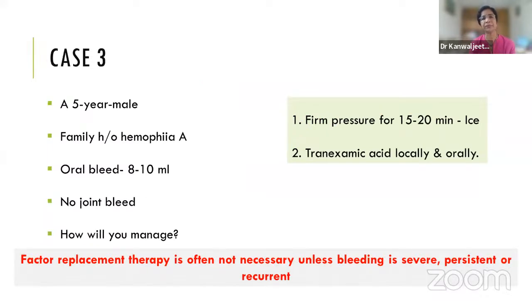Next is the case of hemophilia A with oral bleed. He has a history of hemophilia A and comes with a history of oral bleed. There is no joint bleed. So do we really need factor replacement in this case? In such cases, we can first try firm pressure. We can apply ice. We can give tranexamic acid locally by dissolving the tablet in a little amount of water and applying it over the site, and also we can give it orally. So factor replacement therapy as first line is not necessary unless the bleeding is severe or persistent or recurrent, especially if it is a mucocutaneous bleed.